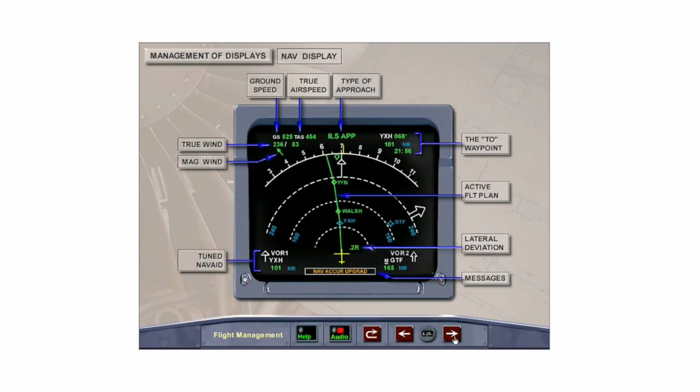The Nav Display displays aircraft position, active, temporary, and secondary flight plans, deviation from the active flight plan, wind information, the type of approach selected, messages if any, and EFIS panel selected nav information.